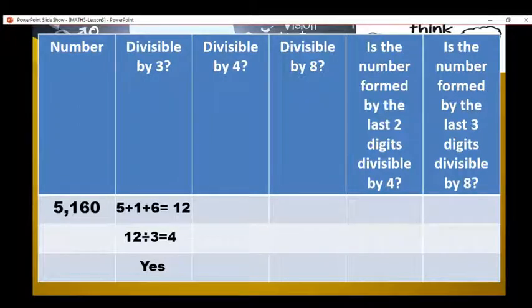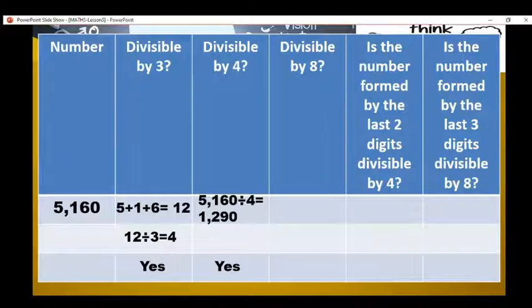How about divisible by 4? We don't know the rule of 4 yet, so we need to divide. 5,160 divided by 4 will get 1,290. Is there any remainder? No. So the answer here is yes. We can say that 5,160 is divisible by 4.